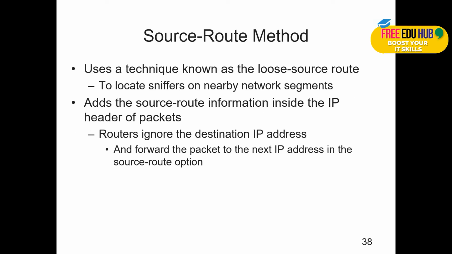Now, the source route method uses a technique known as loose source route to local sniffers or nearby network segments, and adds the source route information inside the IP header of the packets. Routers ignore the destination address and forward the packets to the next IP address, so anyone on the network can see traffic for each other. Whereas if it was directed to a specific MAC address, it won't communicate with the other computers and it would directly go to the machine where it's intended to.